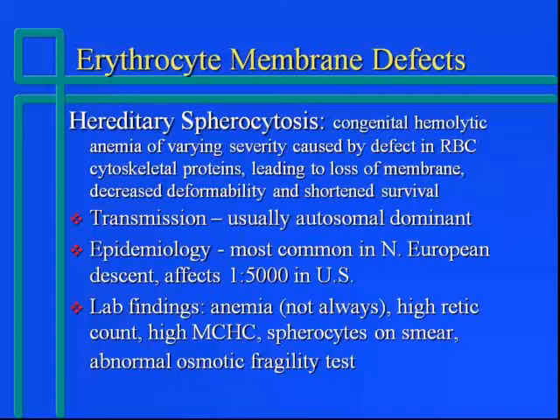It is most common in people of Northern European descent, and it affects about 1 in 5,000 persons in the United States. These patients are not always anemic. Sometimes they have compensated by a high reticulocyte count, such that at baseline, when they are well, they may have a normal hematocrit. But classically, they have a high MCHC, and of course, they will have spherocytes seen on their peripheral blood smear. And the diagnosis is usually made on the basis of an abnormal osmotic fragility test.